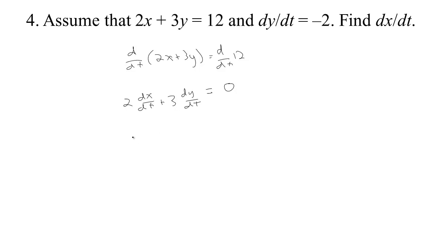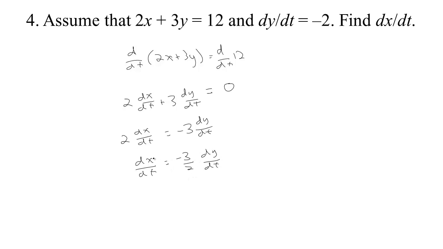We want to find dx/dt, so what I'm going to do is solve for dx/dt by moving this term with dy/dt over. Then I can divide both sides by 2, and I get negative 3/2 dy/dt.